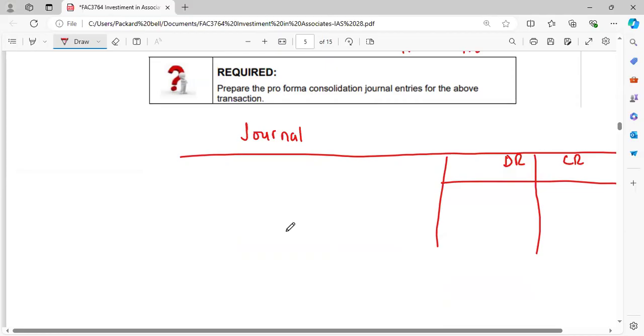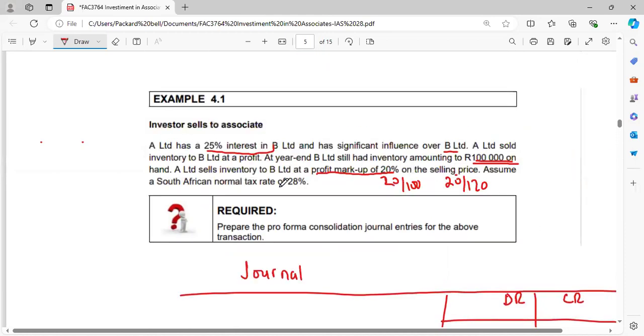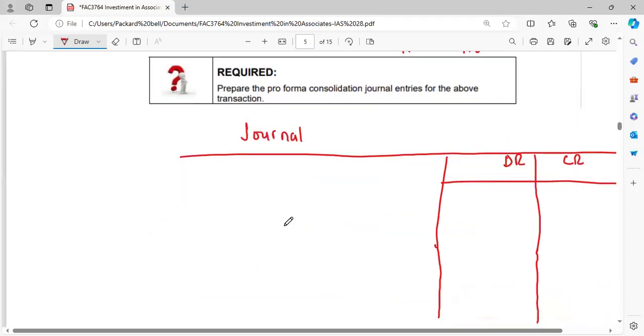So what is going to be our elimination journal? In determining your elimination journals, you should look at who made the profit. In our case, is it the associate or the investor who made the profit here? The investor. The investor is the one who made the profit. So which means the double entry that we are going to have is what?